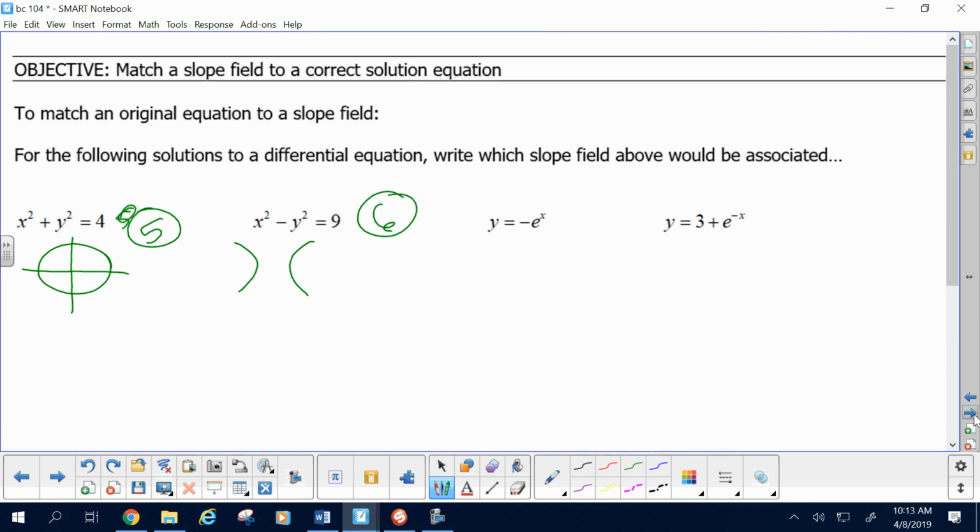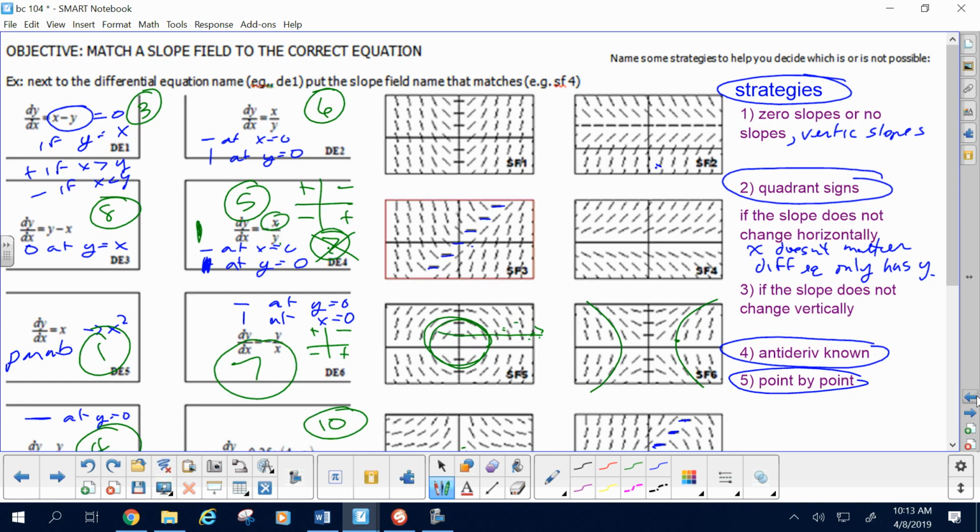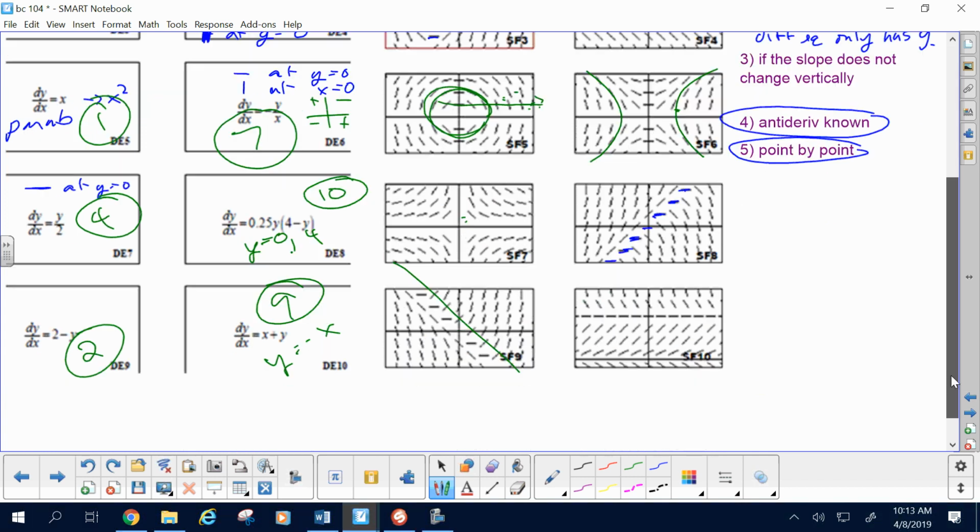What about y equals negative e to the x? What does that graph look like? It's e reflected how? Across the y-axis or across the x-axis? Across the x-axis. So which of those graphs looks like it could be that? No, no, no. That could be it, yeah? 4, seems like 4, yeah?